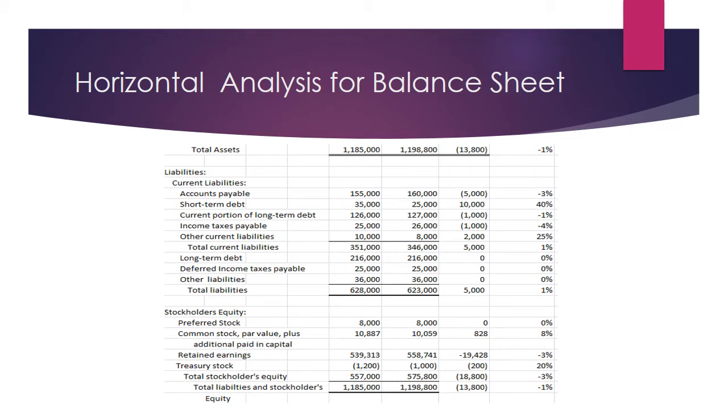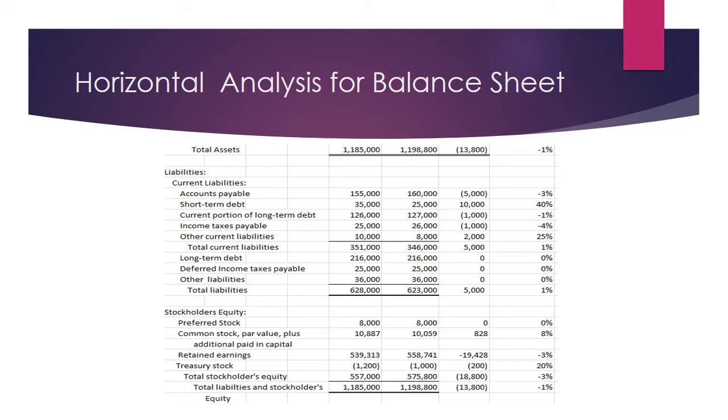We have a decrease in accounts payable, which is good, means we owe less money. When liabilities decrease, that's a good thing. Short-term debt increased, though, by 40%. Wow. No, I'm sorry, it decreased. Okay.